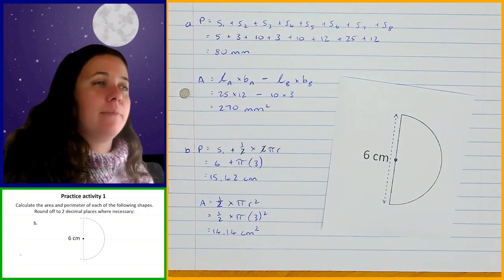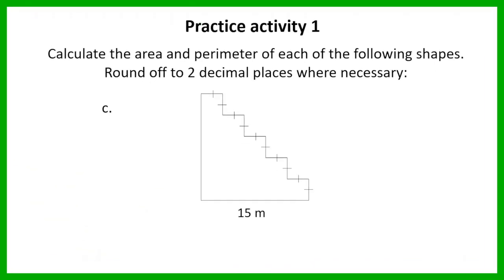Right, question C. Here we have got a shape again that you need to work out the area and the perimeter for. And I'm going to give you 2 minutes for this example as well.